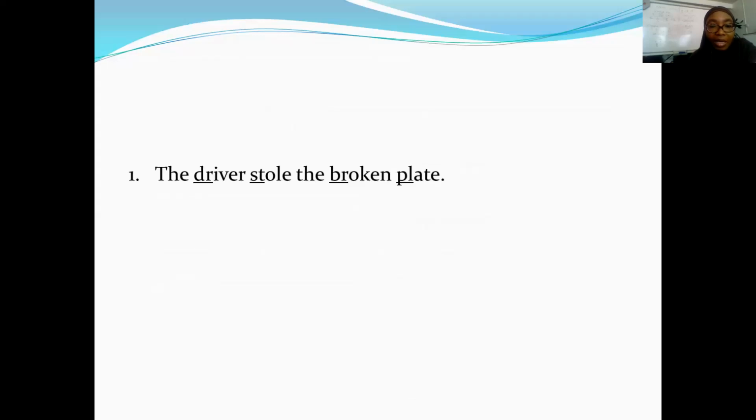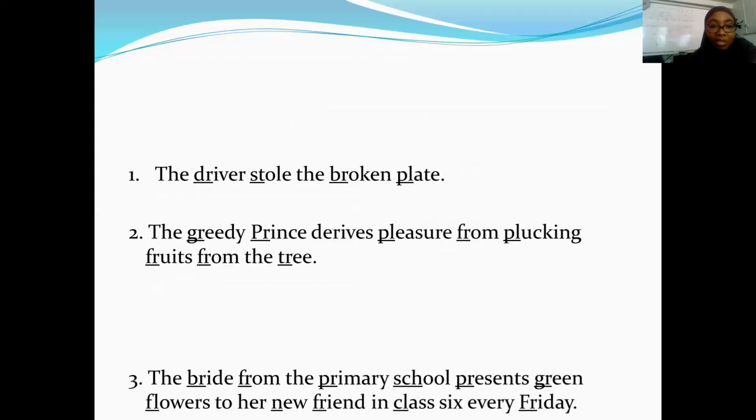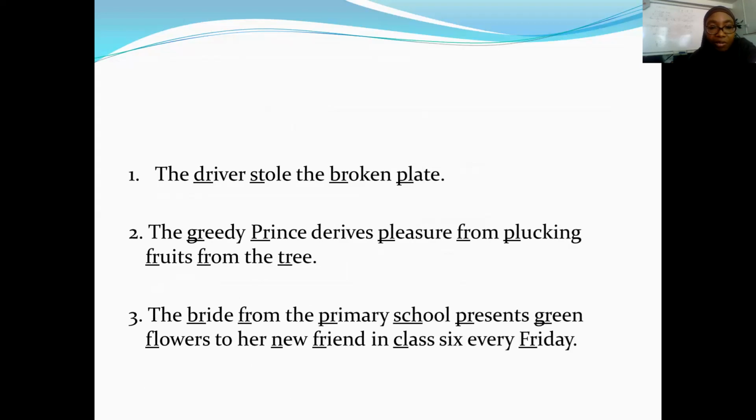Now let's look at examples of clusters in sentences. When you have clusters in sentences, it is mandatory on you to pronounce those words distinctly. Look at the first example. The driver stole the broken plate. The driver stole the broken plate.